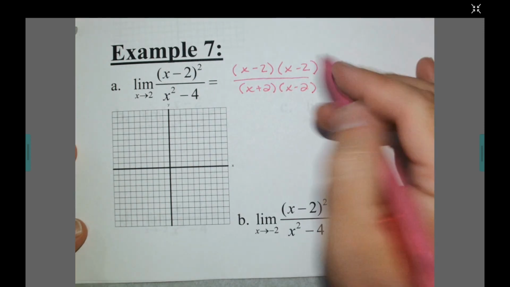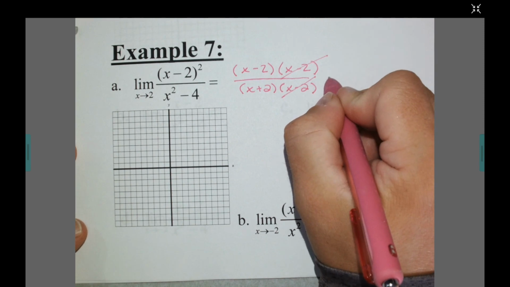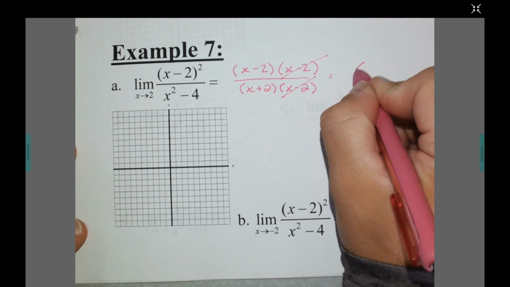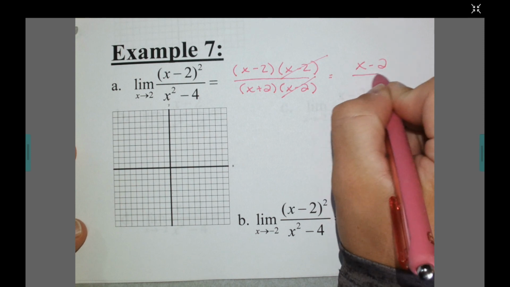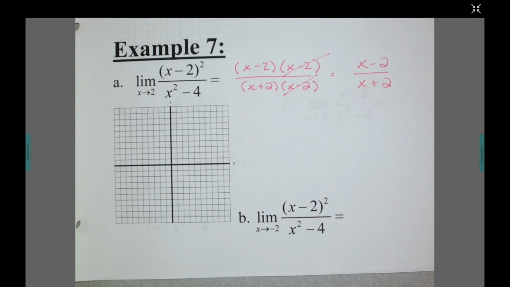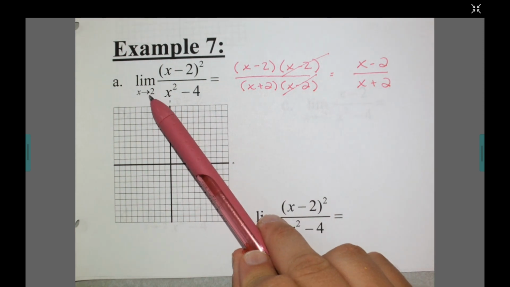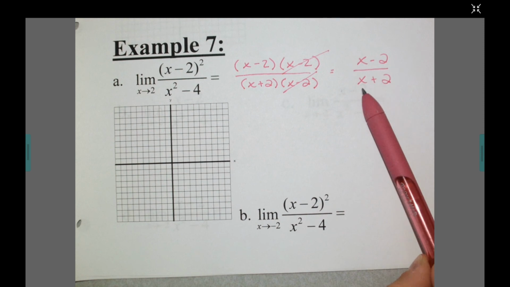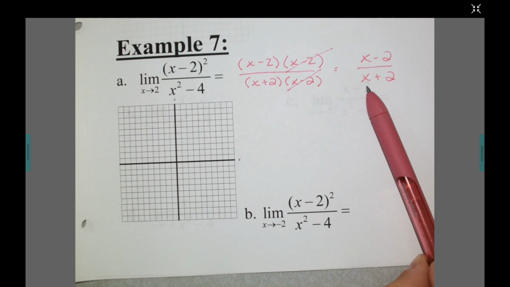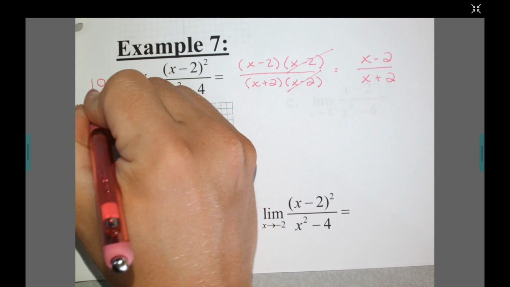At this point, we have common factors in the numerator and denominator that are going to reduce out and leave us with x minus 2 up top, x plus 2 down below. For this one, we could go ahead and try to substitute in now. If I substitute in 2 for x, I'm going to end up with 0 over 4. 0 divided by any number is just going to be 0. So we can flat out say that is our limit.